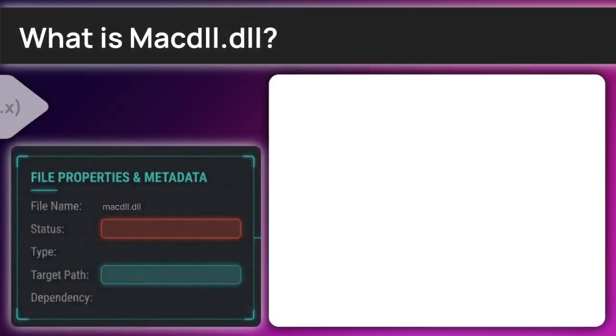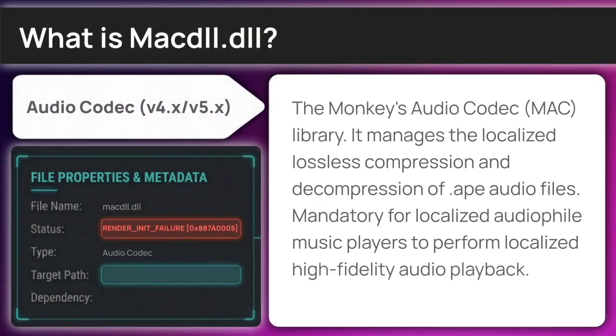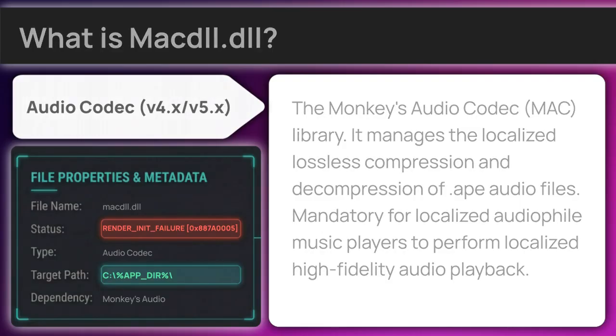This is the Macdll library, the Monkey's Audio codec MAC library. It manages the localized lossless compression and decompression of .ape audio files, mandatory for audiophile music players to perform high-fidelity audio playback. Enough of the technical side. Let's get these files back onto your system.